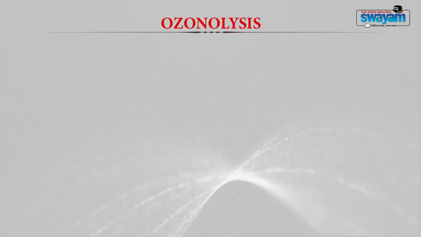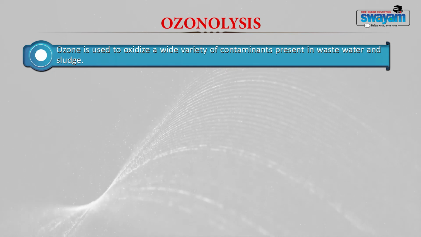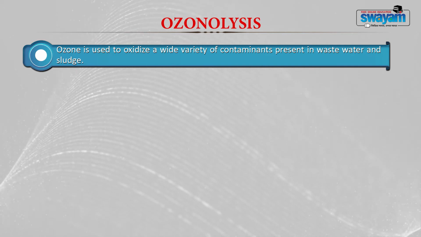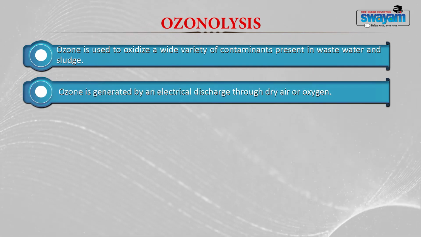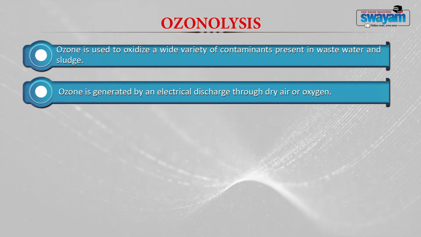The next process is ozonolysis. Here, ozone is used as an oxidizing agent which has the potential to oxidize a wide variety of contaminants that are present in wastewater and sludge. Now, ozone is generated by electrical discharge through dry air or oxygen.